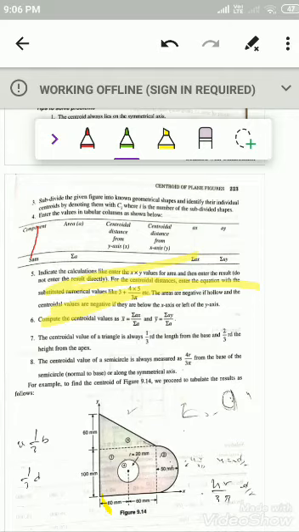Sixth point: compute the centroidal values of x bar and y bar. We have the equation x bar is equal to summation of ax divided by a, and y bar is equal to summation of ay divided by a. So whatever values you have obtained from the tabular column, just substitute and calculate the x bar and y bar values.